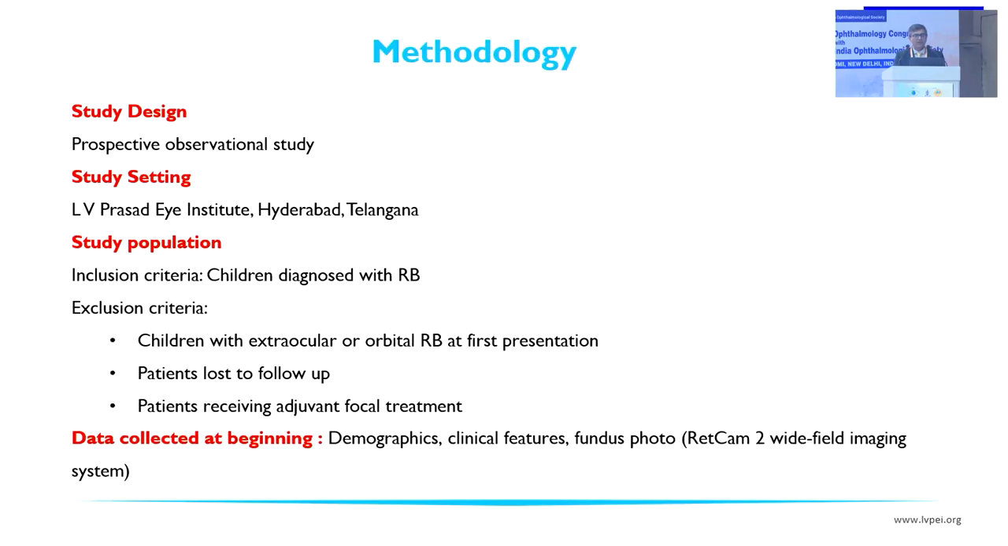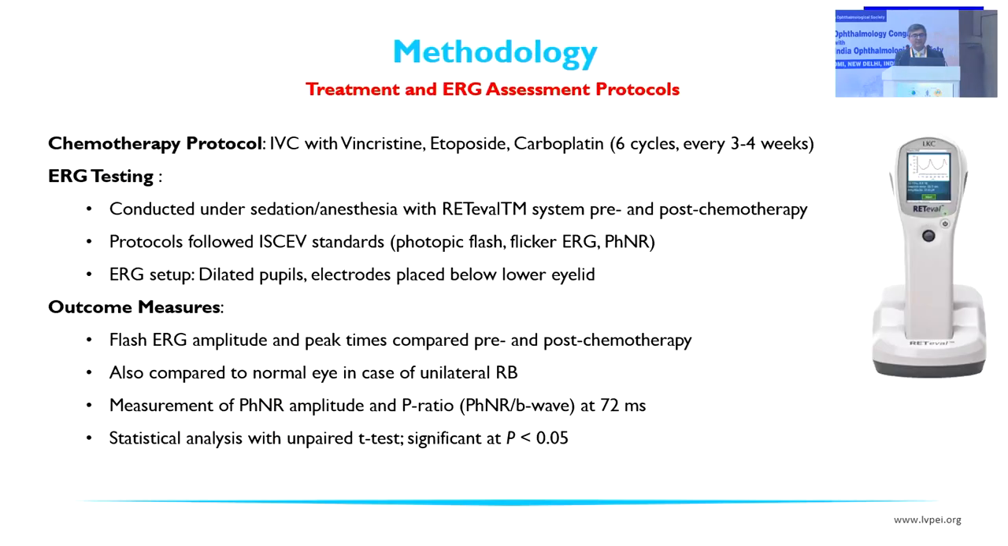with the inclusion criteria of all the children diagnosed with retinoblastoma. The data was collected in terms of demographic, clinical features, as well as fundus photograph, including our RetCam imaging. The methodology we currently use in our institute is giving intravenous chemotherapy using the standard 3 drugs, vincristine, etoposide, carboplatin, every 3 to 4 weeks for 6 cycles.